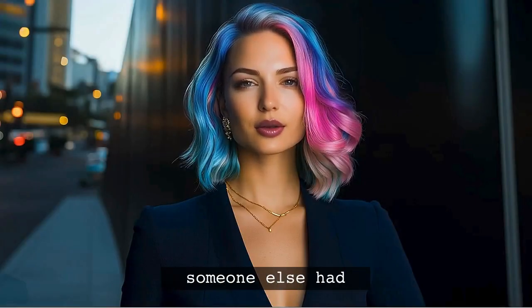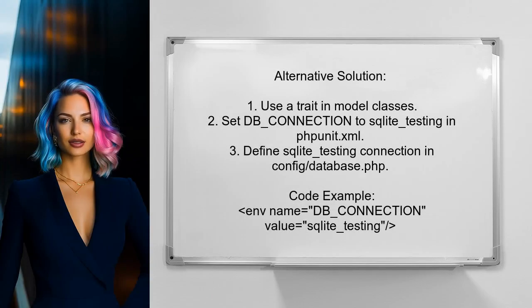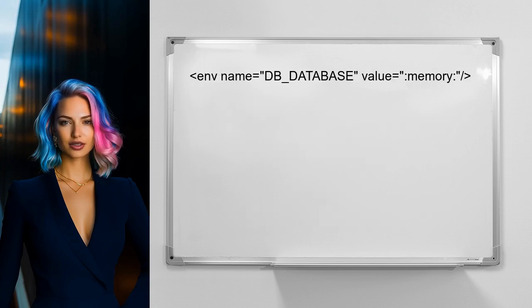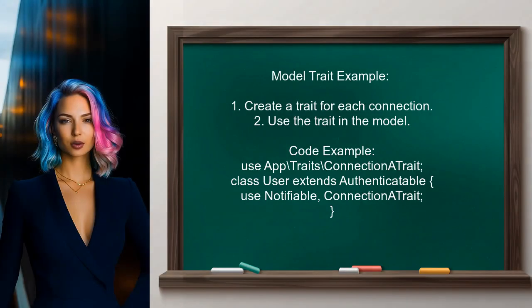Let's see what someone else had to say. An alternative approach involves using a trait in your model classes. In the phpunit.xml file, set the DB connection to SQLite testing and the DB database to memory. In the database configuration, define a connection for SQLite testing that uses memory, along with your MySQL connections. Create a trait for each database connection to set the appropriate connection based on the environment.